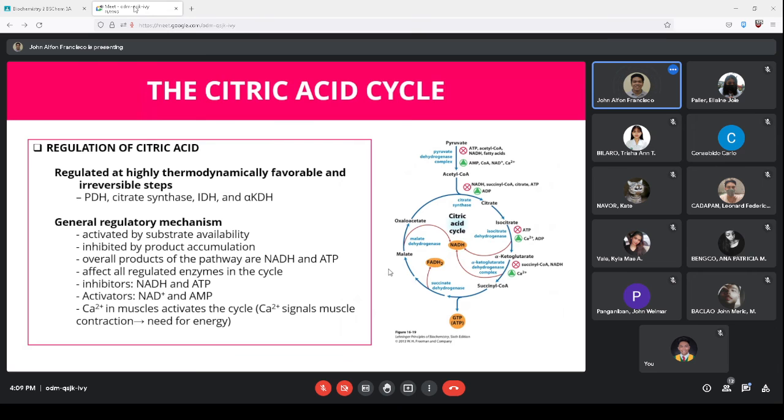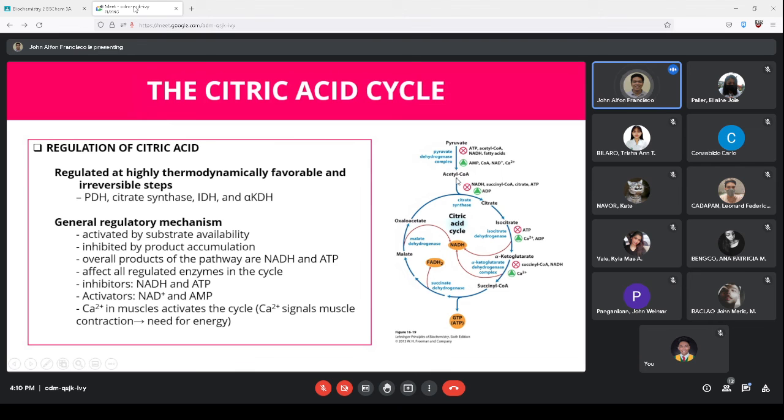Okay? So how is the citric acid cycle regulated? Regulated at highly thermodynamically favorable and irreversible steps. As we have explained kanina, pwede tayong mag-regulate or pwede nating ma-control yung reaction within the citric acid cycle sa mga highly thermodynamically favorable and irreversible steps. Yung mga reactions na nag-move forward at may negatively charged na delta G not prime. Okay? So for example is the PDH or the pyruvate dehydrogenase complex.